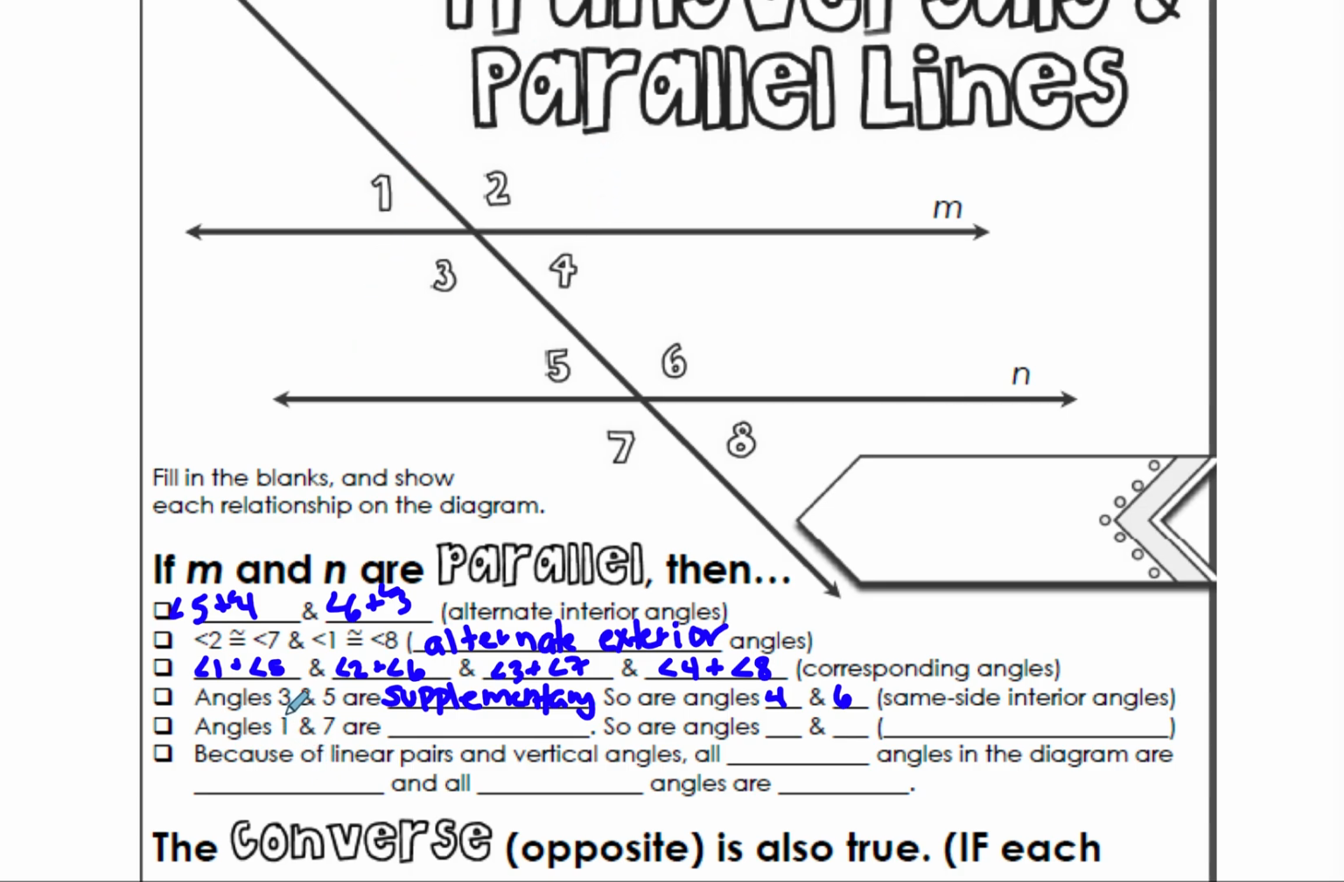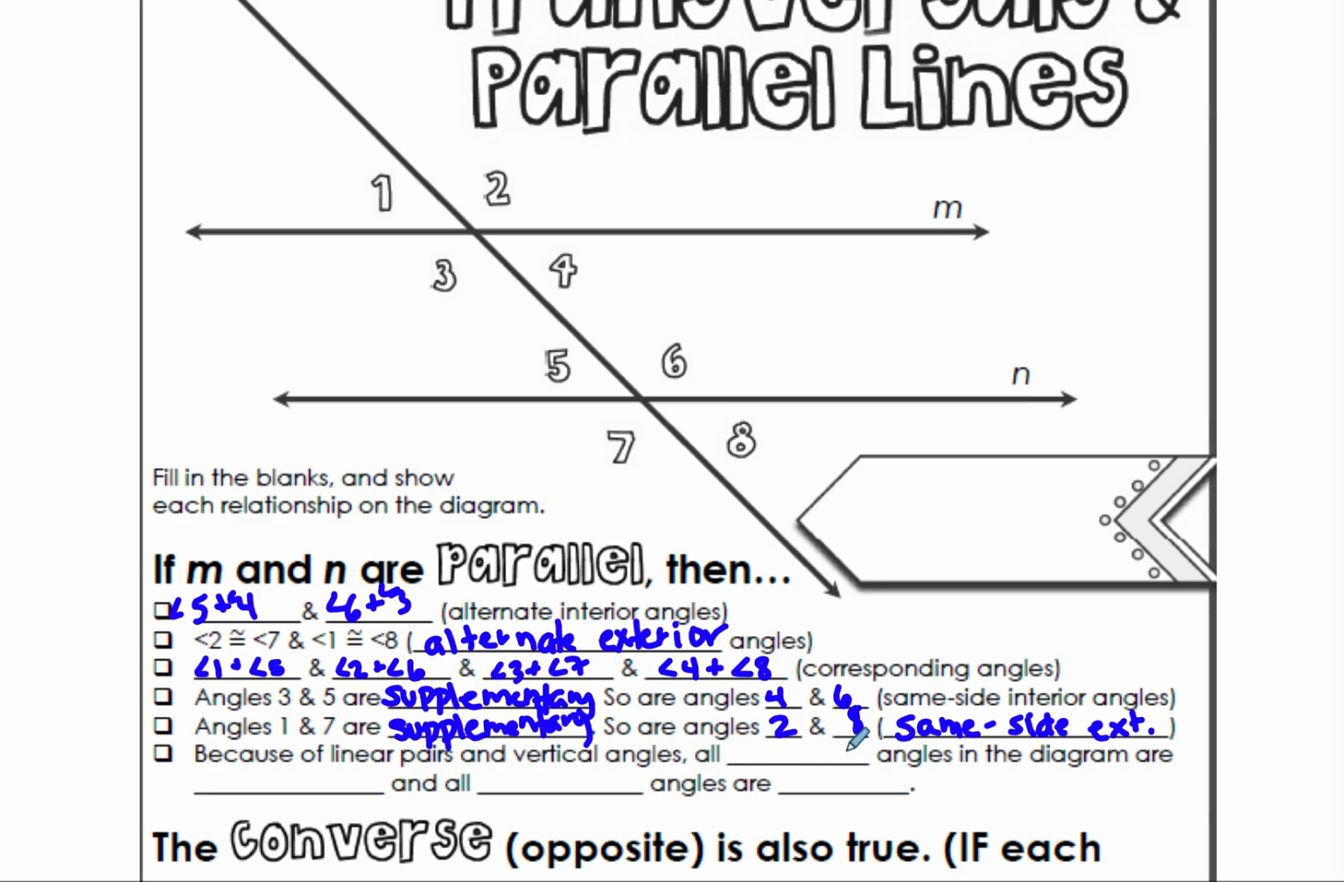All right, angles 1 and 7. One is acute, one is obtuse. They are also supplementary. So are angles 2 and 8. These are going to be same side exterior, which actually was not on that last sheet. I'm going to put EXT for exterior just because I don't have a lot of space to write there.